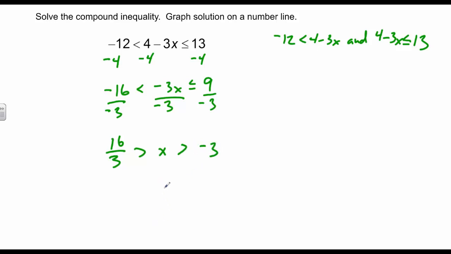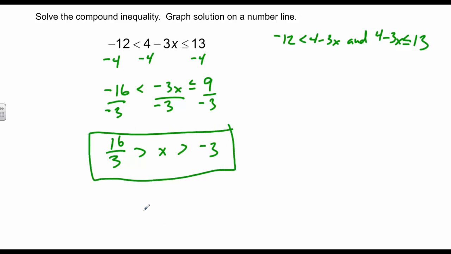So in this case, what I have is my algebraic solution here, and if I'm going to graph that, I graph negative 3, positive 16 over 3. The negative 3 has a closed circle since it's equal to, and the 16 over 3 has an open circle, and I connect the two dots. Alright.